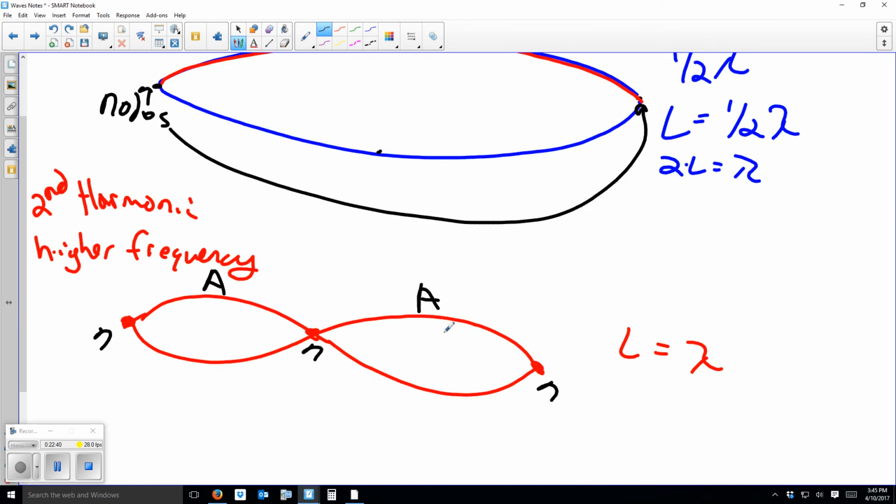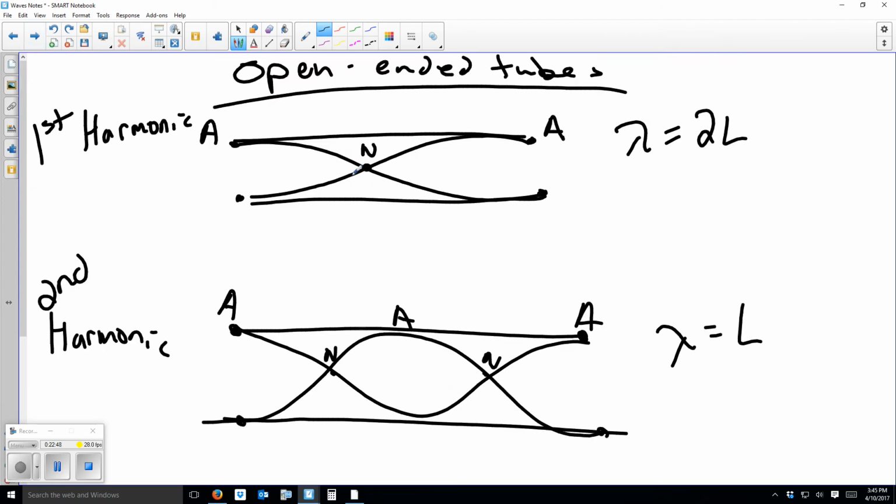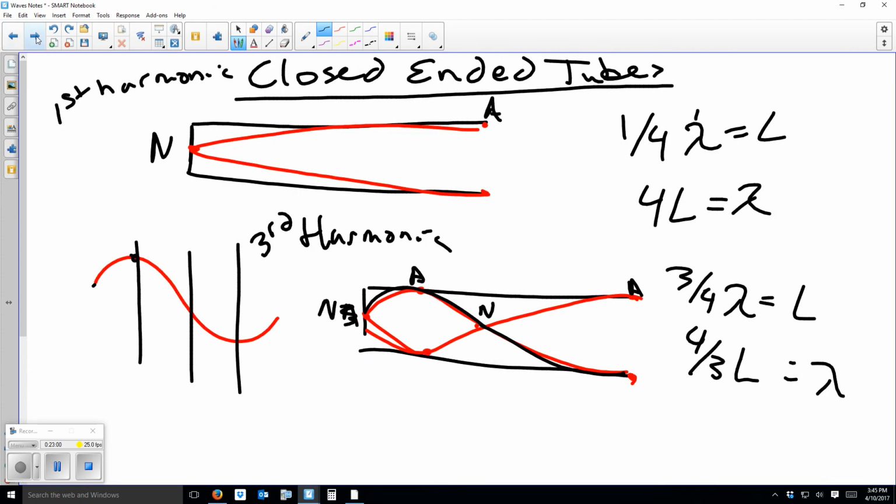For an open-ended tube, same thing. This time I just end with antinodes and have a node in the middle. But then if you see here in the middle, I just sort of spliced a whole loop right into the middle there and relabeled it. And then for closed-ended tube, I put a loop right here at the beginning. Has a node at the closed end and an antinode at the open end. That is actually known as the third harmonic, not the second harmonic, so just be aware of that.